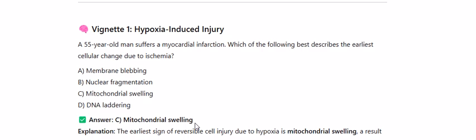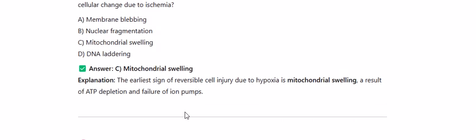A. Membrane blebbing. B. Nuclear fragmentation. C. Mitochondrial swelling. D. DNA laddering. Answer: C. Mitochondrial swelling. Explanation: the earliest sign of reversible cell injury due to hypoxia is mitochondrial swelling, a result of ATP depletion and failure of ion pumps.